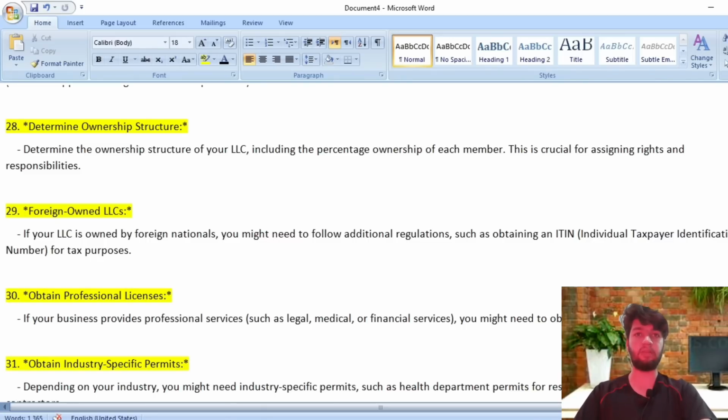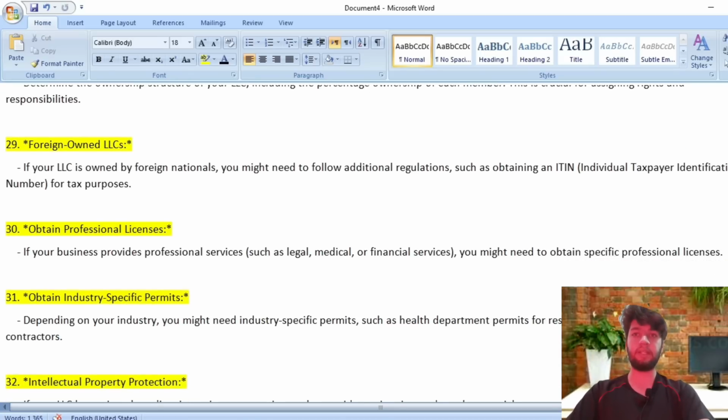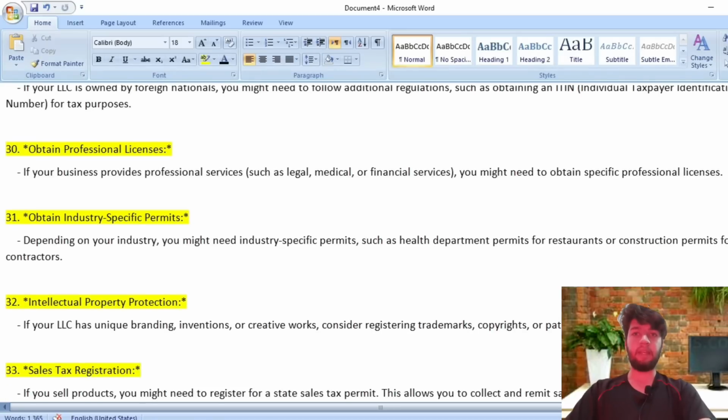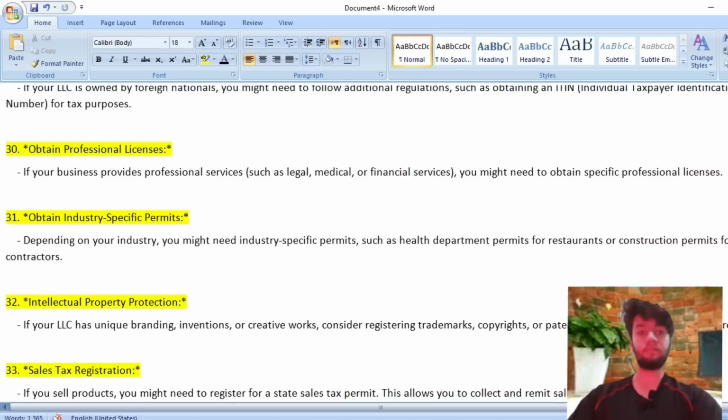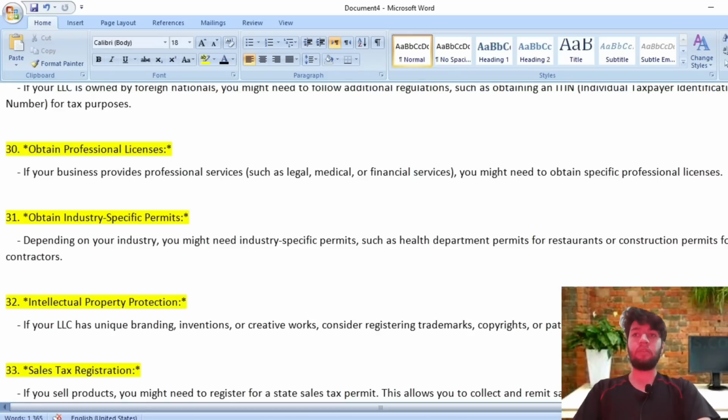Obtain industry specific permits. Depending on your industry, you might need industry specific permits such as health department permits for restaurants or construction permits for contractors. Intellectual property protection. If your LLC has unique branding, inventions, or creative works, consider registering a trademark, copyright, or patent to protect your intellectual property.